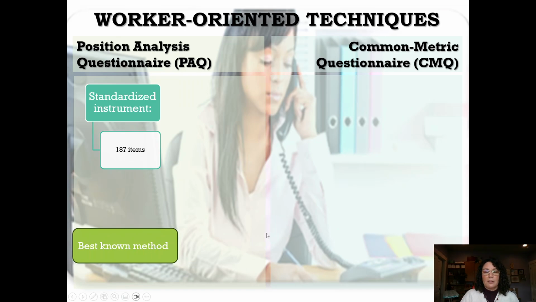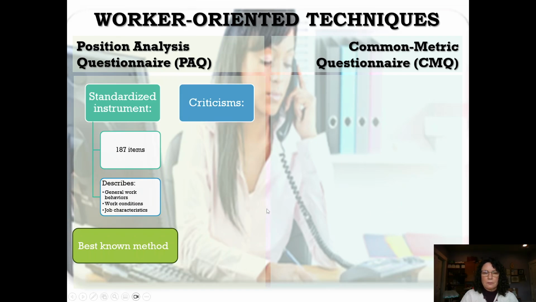It's comprised of 187 items, which is a pretty long questionnaire, honestly. But in this questionnaire, you're going to have questions about general work behaviors, work conditions, job characteristics. So you need a lot of questions because there are a lot of things that you're going to be asked about, and you need to respond. It's standardized, so it's not going to be any kind of open-ended questions. It's all multiple choice and choosing from a list.